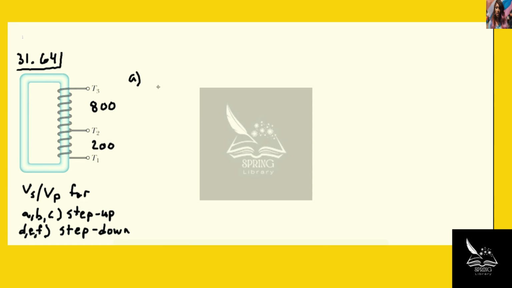So the smallest value we get is if we use the windings between T2 and T3 as the primary, and then all of the windings between T1 and T3 as the secondary. So we can write this as V1(3) over V2(3). So this is the 800 between 2 and 3 plus the 200 between 1 and 2, because we're going all the way from 1 to 3, divided by 800. So this is 1.25.